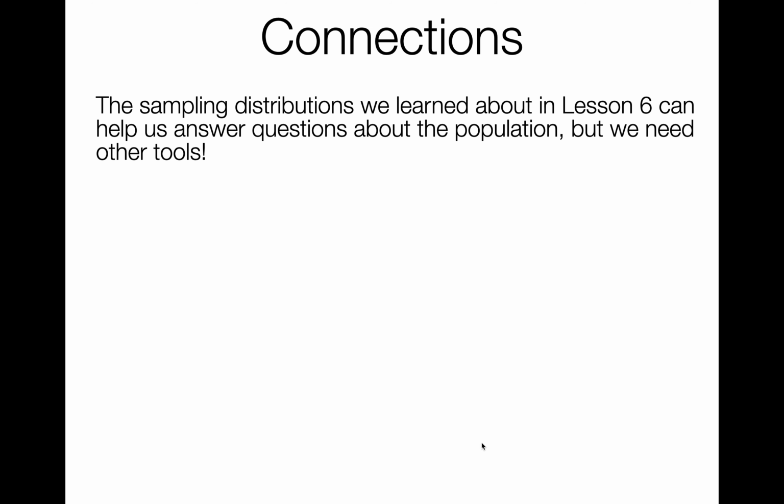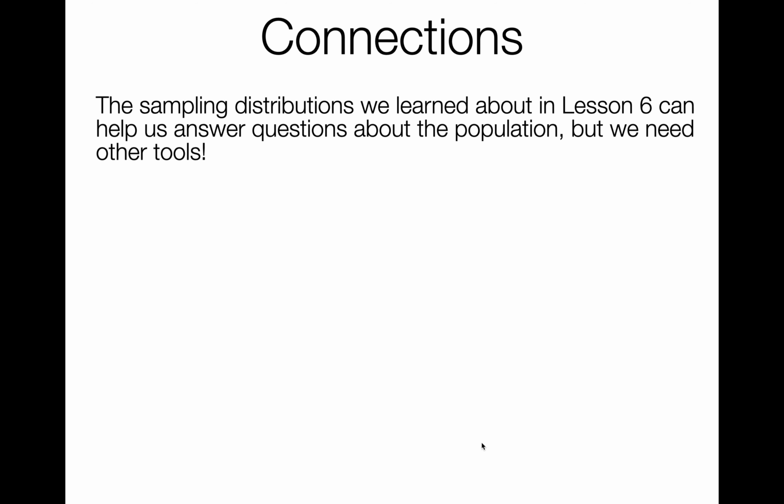These will be very important, and this is likely what you'll see the most of in the real world. So there are some connections to be made between what we did in lesson 6 and what we're going to do. The sampling distributions we learned about in lesson 6 can help us answer questions about the population, because keep in mind that's what we're really interested in doing. We're interested in making some statement about the population given the sample.